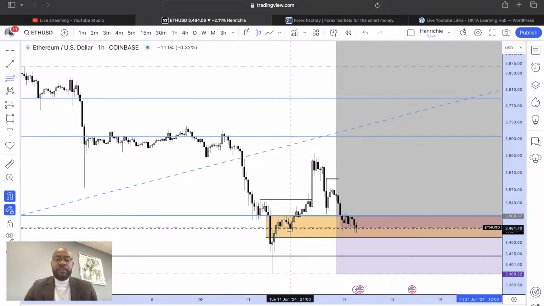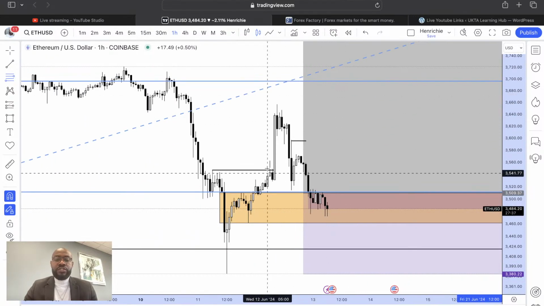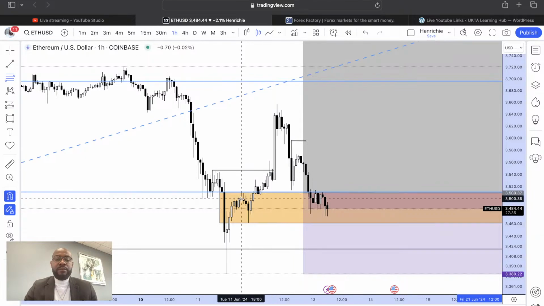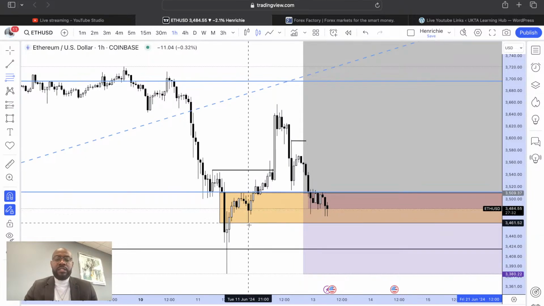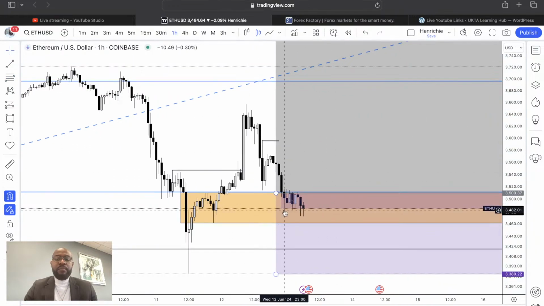So this right here is my point of interest where I want to see a reaccumulation for a potential continuation to the upside. So it's either price is going to mitigate the bodies of the candle or run the liquidity before a continuation to the upside. And in this case, as you can see, it has mitigated the bodies of the candle so far.